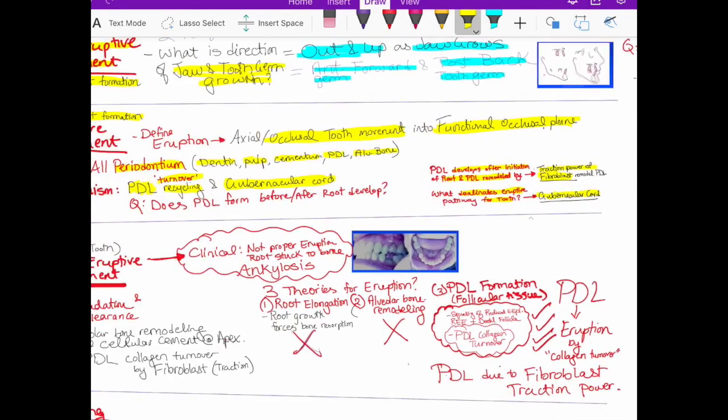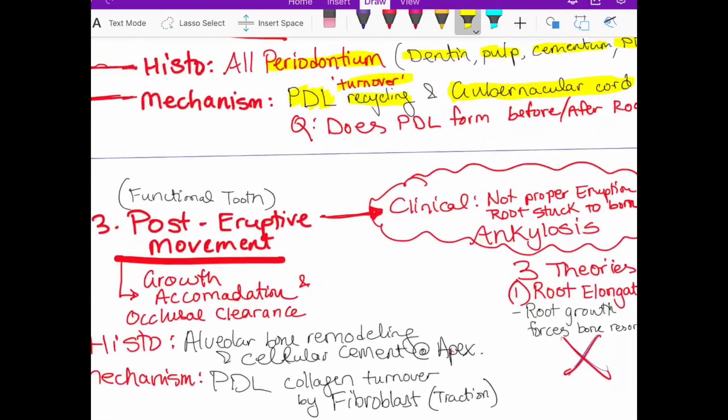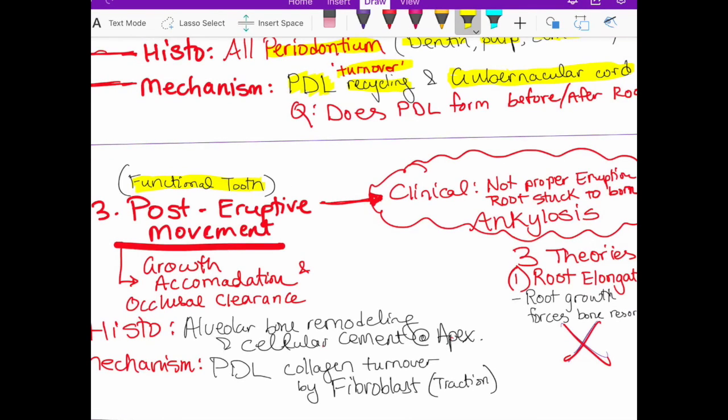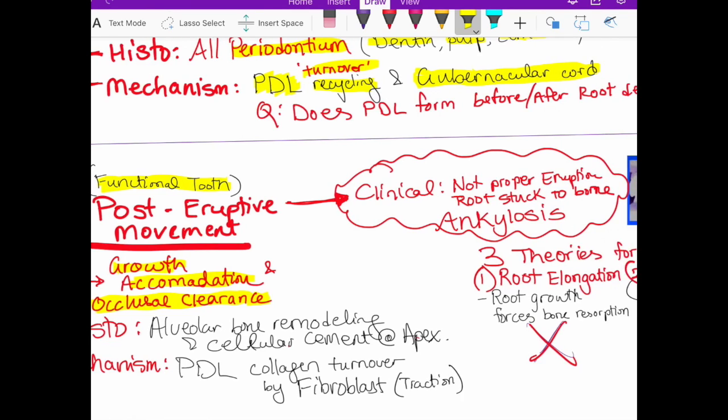Finally, the last one we have is post-eruptive. And in this stage, you're in function. So this is a functional tooth. You're in occlusion. And post-eruptive, the goal of this is to provide growth, accommodation, and occlusal clearance. So as the jaw grows and for occlusal clearance, we need these post-eruptive changes in the eruption.